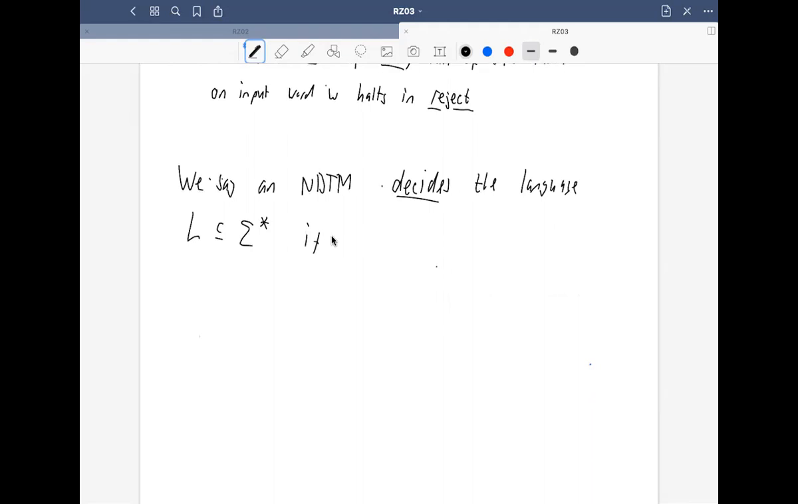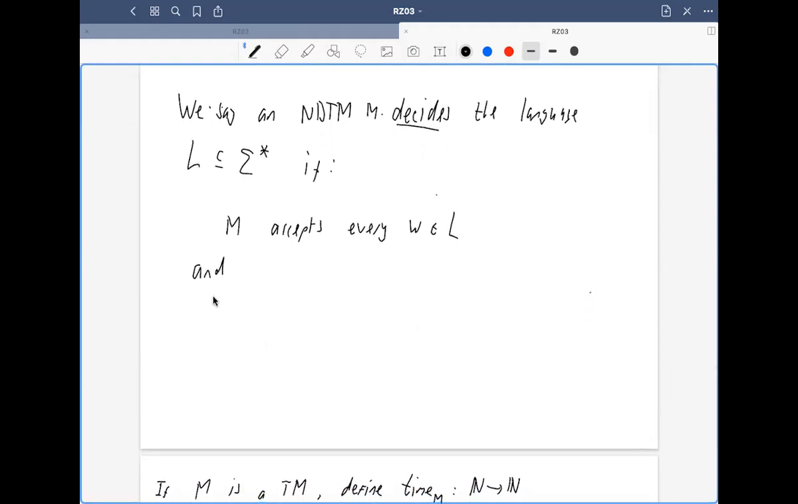If, let's call the non-deterministic machine M, if M accepts every word in the language, and it rejects every word not in the language.